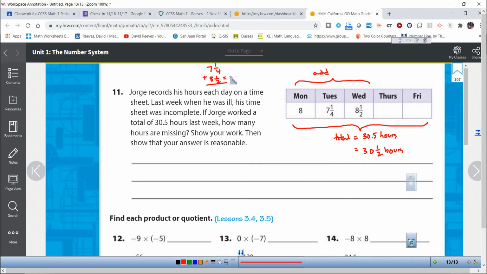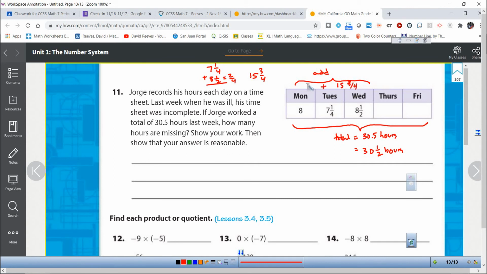Well, 1/2, I sure hope you know that 1/2 is 2/4. You know that, right? 1 out of 2 is the same as 2 out of 4. So 1/4 plus 2/4 makes 3/4, right? And 7 plus 8 is 15. So these parts together are 15 3/4.